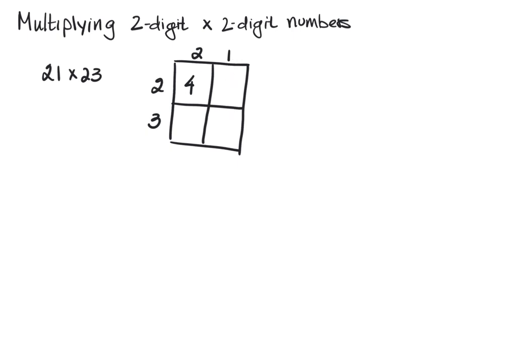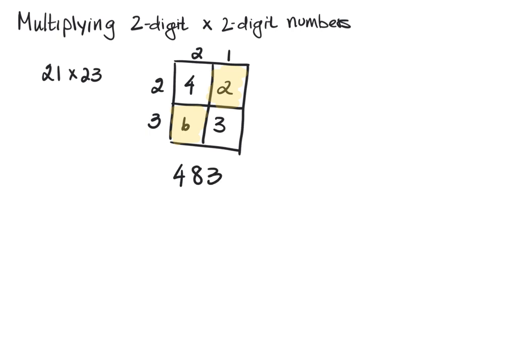2 times 1 is 2. 2 times 3 is 6. And 3 times 1 is 3. These are tens. So I have 2 tens and 6 tens. That's 8 tens. That means I have 4 hundreds, 8 tens, and 3 ones.